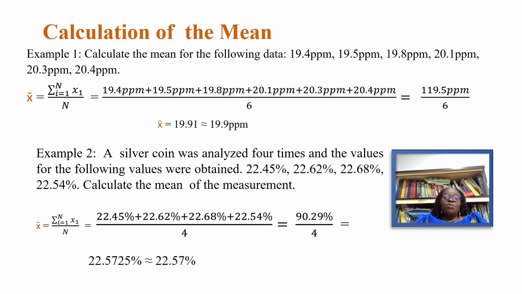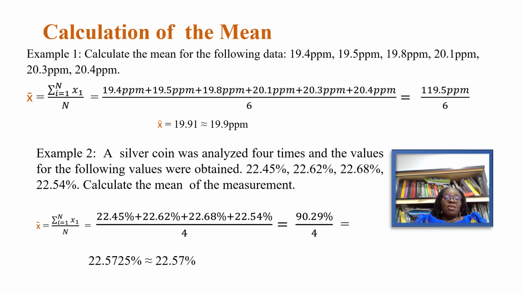When we divide it, we will have 19.91 ppm, but our value will not appear as 19.91 ppm because we were dealing with whole numbers and a place of decimal, just one place of decimal. If we had 19.91 ppm, it would have given us 2 places of decimal. So we will reduce our answer to 1 place of decimal. So the correct answer will be 19.9 ppm.